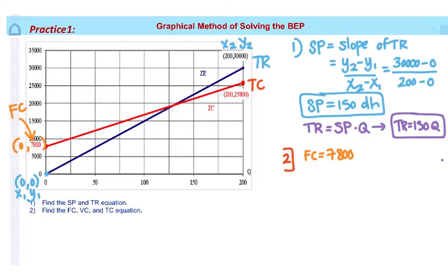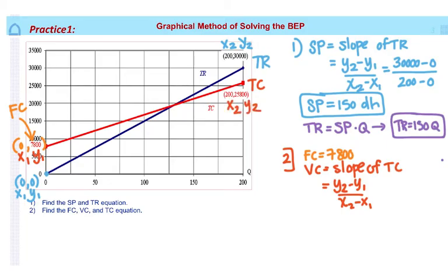And now we want to find the variable cost. The variable cost is just the slope of the total cost line. And so that's the y2 minus y1 divided by x2 minus x1. And again, where do we get those numbers? We get them from the endpoints of the cost graph. There's x2, y2. We'll plug those numbers in. 25,800 minus 7,800, and then we will divide by 200 minus 0. We'll get a variable cost equal to 90 dirhams.